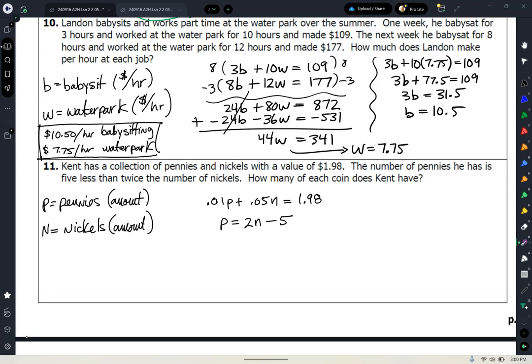Everybody good? Which one's easiest, by the way, to use for solving this one? What do you think? Yeah, this is kind of set for substitution. Can you do it with elimination? Sure, you could. I mean, it's possible, but I think it's sort of set up for substitution. But again. All right. Finish it up.